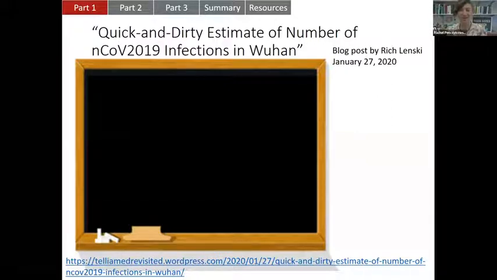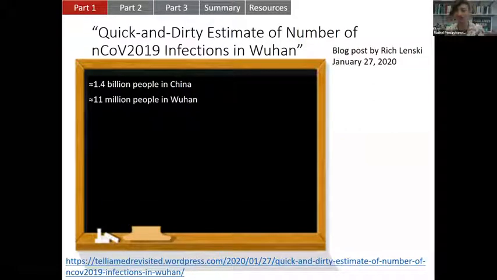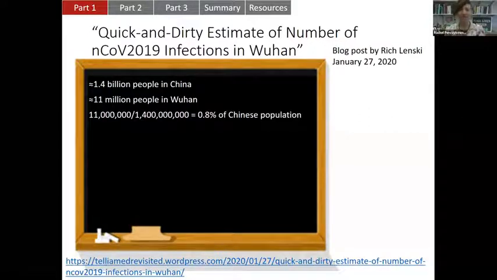So what did we know at the end of January? Well, there are about 1.4 billion people in China. And in Wuhan, there are about 11 million. So, thinking about rates at a national level, we might want to calculate as a starting point what fraction of China lives in Wuhan. And the answer is about 0.8% of the Chinese population.